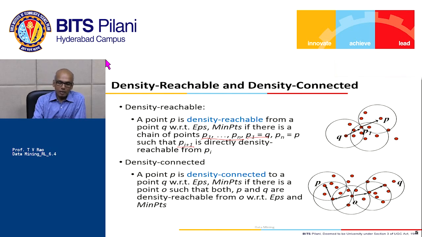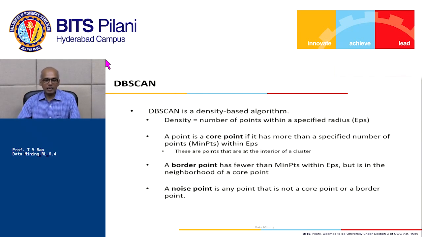Another form of connection that can exist is that if two points are directly density reachable from a third point, then we call that a density connected relation between these two points. So we can say P and Q are density connected if there exists a point O such that both P and Q are directly density reachable from O. And DBSCAN is a density-based algorithm which makes use of these parameters.